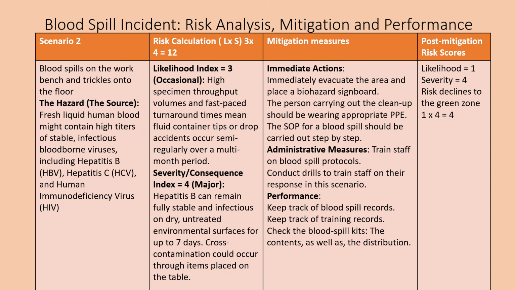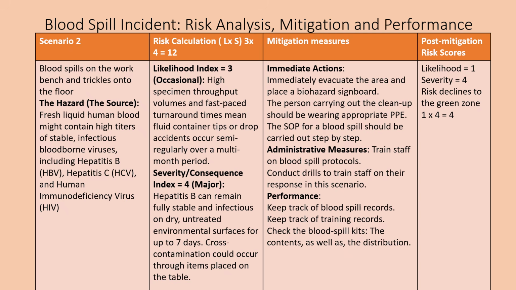Now let us look at the blood spill incident in greater detail. The hazard: fresh liquid human blood might contain high titers of stable infectious blood-borne viruses including hepatitis B, hepatitis C, and human immunodeficiency virus. Risk calculation: 3 multiplied by 4 is equal to 12. Likelihood index is 3. It is occasional.